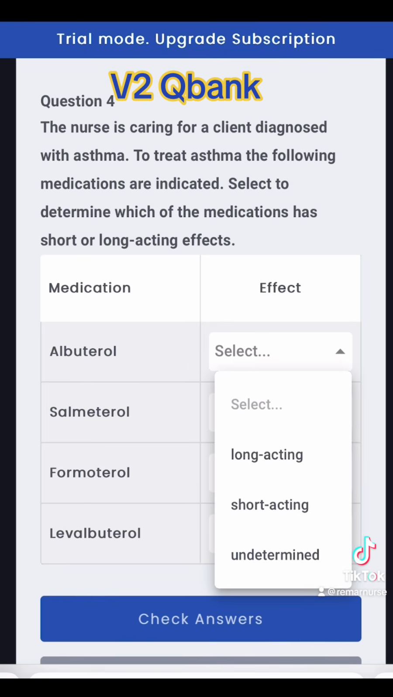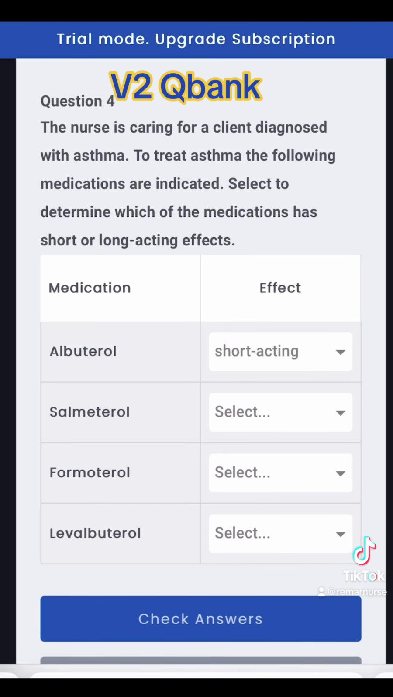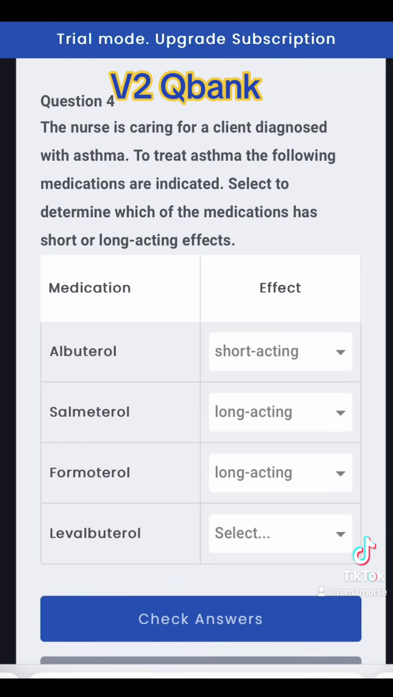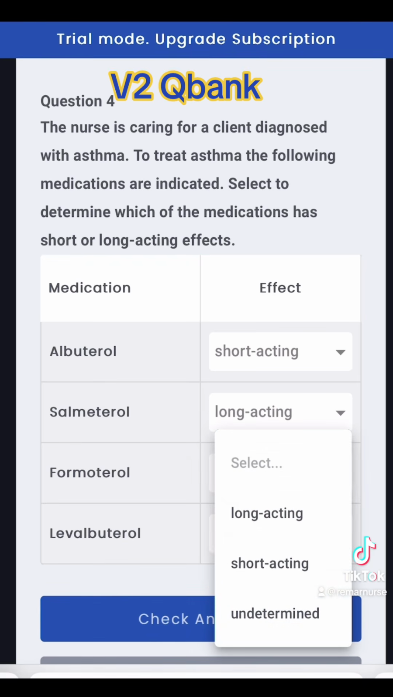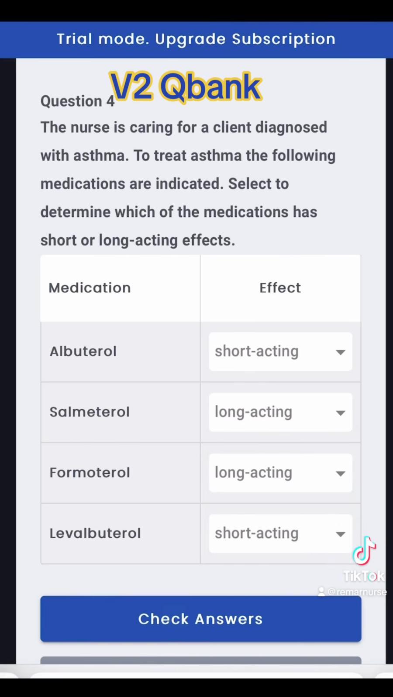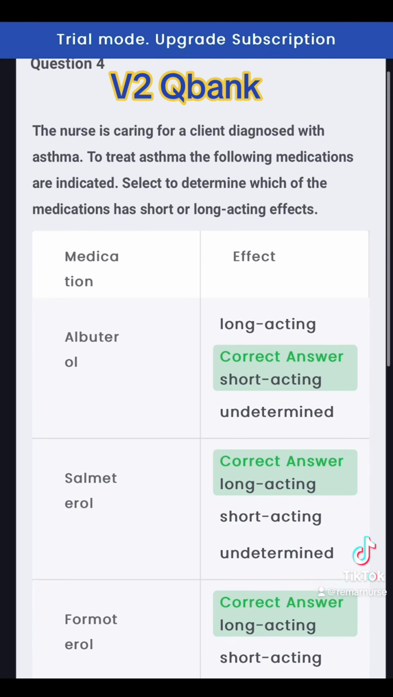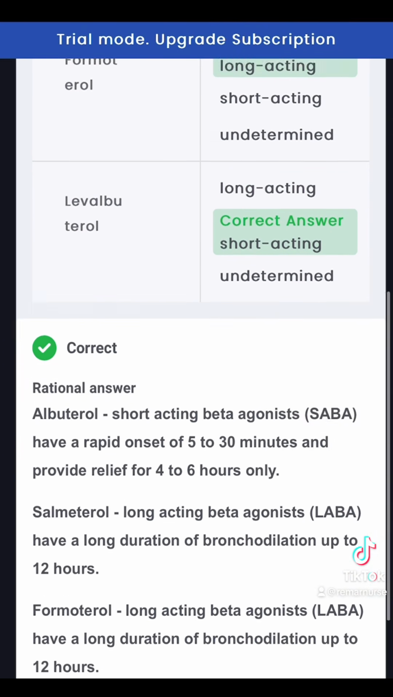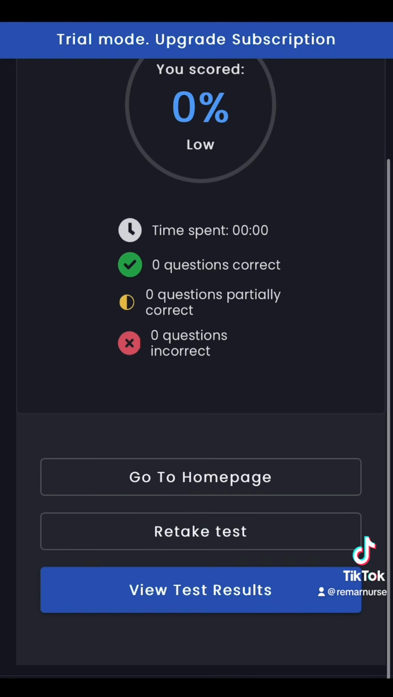We have salmeterol, formoterol, levalbuterol. Okay, so albuterol is short-acting. Salmeterol is long-acting. Formoterol is also long-acting. You kind of see they're kind of the same. And then levalbuterol. If you pick short-acting for albuterol, I'm definitely picking short-acting for this because this has albuterol in it. So that's like a little trick of the trade here. It's all about repetition here. And we got this one right. Of course, we just kind of talked through that with content. But this is how you need to approach these next-gen questions.